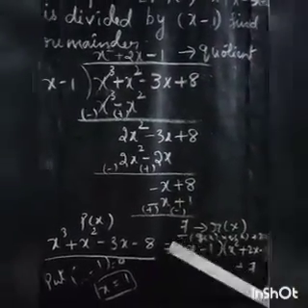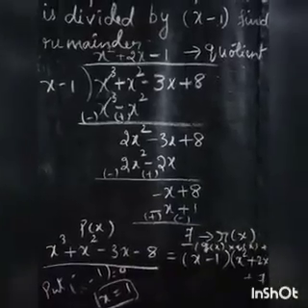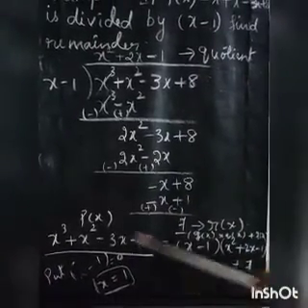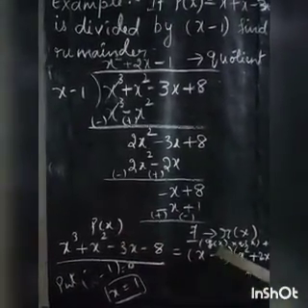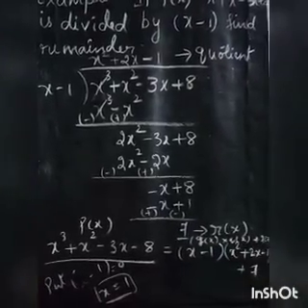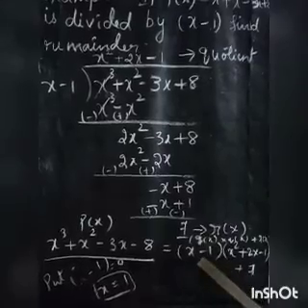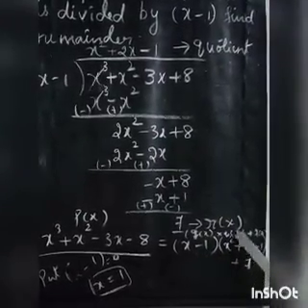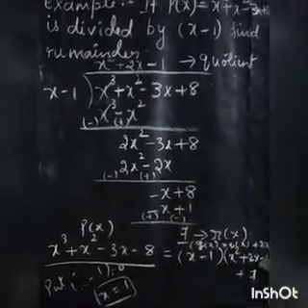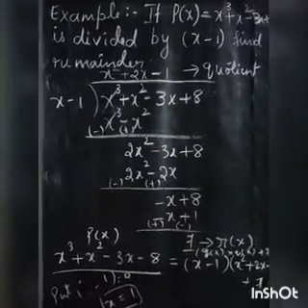Correct. And I have told you the relation of p of x, g of x and r of x. P of x is equal to g of x into q of x plus r of x. We know the relation. So here g of x is x minus 1, q of x is x square plus 2x minus 1, and r of x is 7.